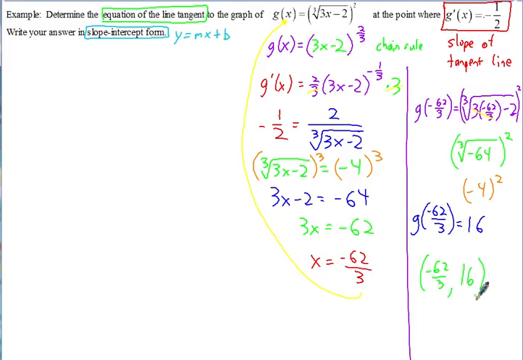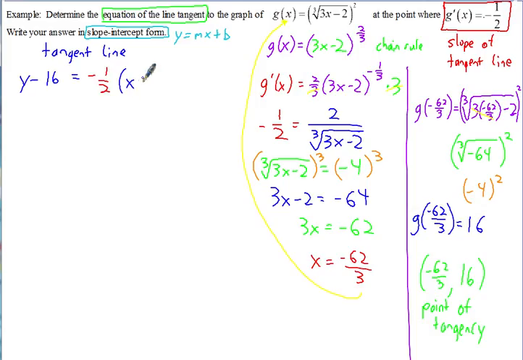So now we can write our tangent line. Even though it says to write in slope-intercept form, I think it's probably easiest to still start in point-slope form and then get it into slope-intercept. So using point-slope form, we have y minus the y coordinate of our point of tangency, which is 16, equals the slope we knew from the very beginning, negative 1/2, times x minus the x coordinate, negative 62 over 3, which makes it plus 62 over 3.